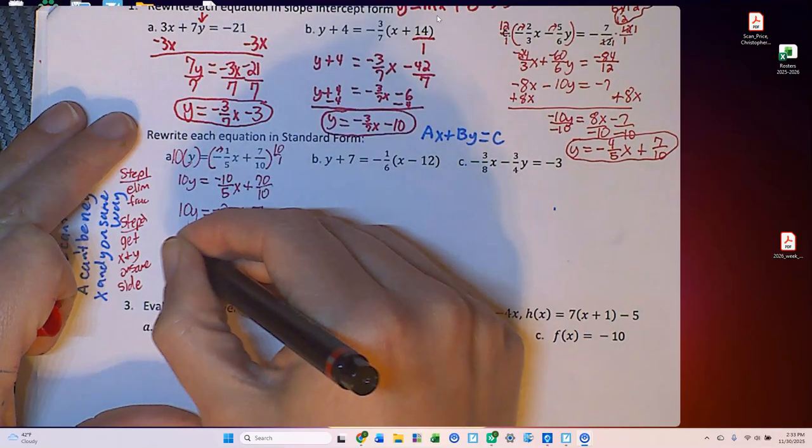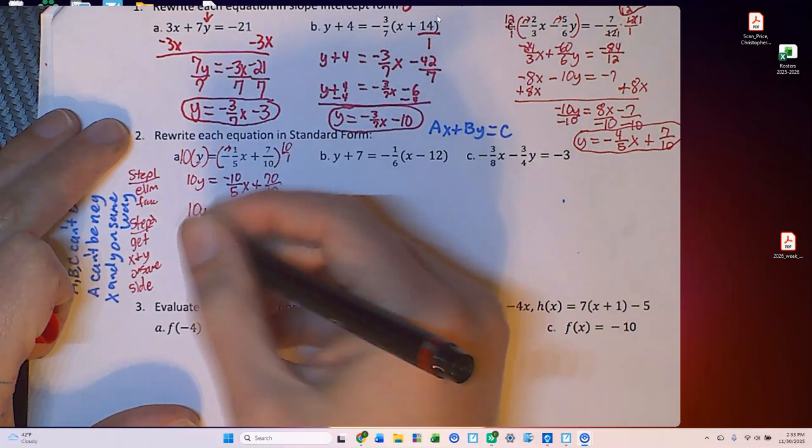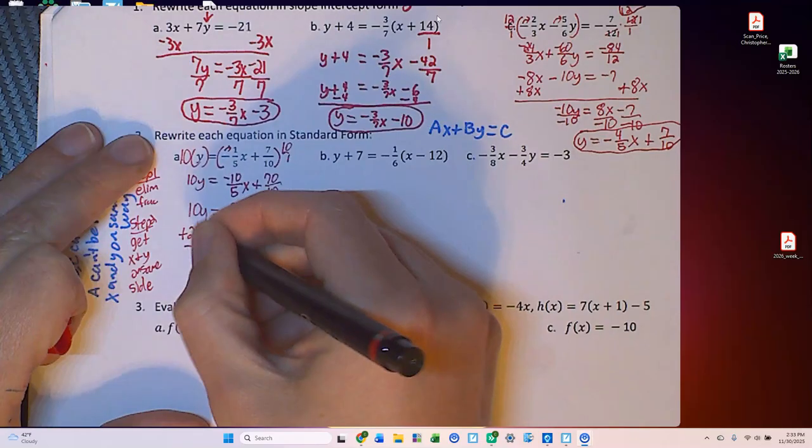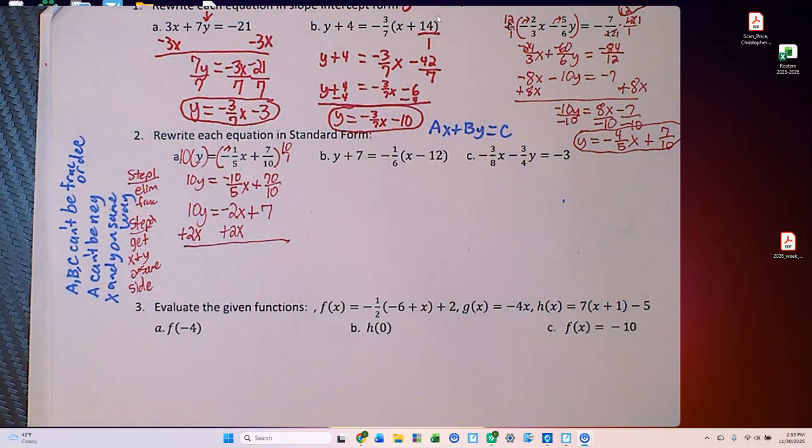You're like, how does this get rid of the fractions? Well, I'm showing you. 10 can go into both of them. So if I want to eliminate negative 2x from the right side, you can't just put negative 2x on the left side. We're physically changing this problem when we relocate x to the left.